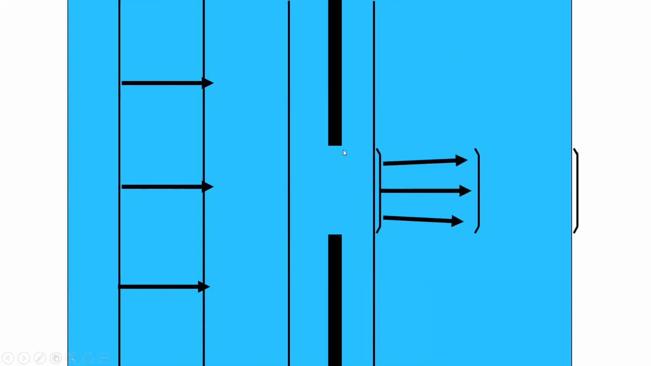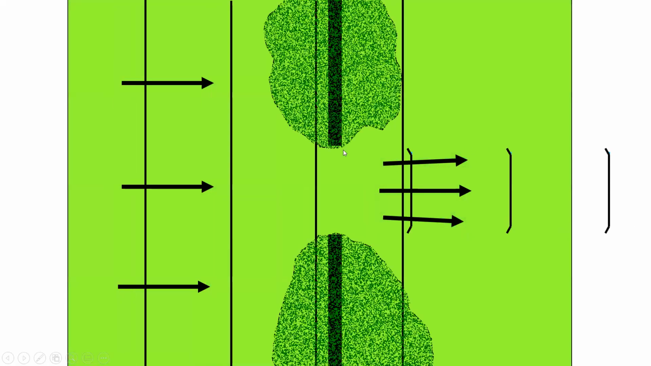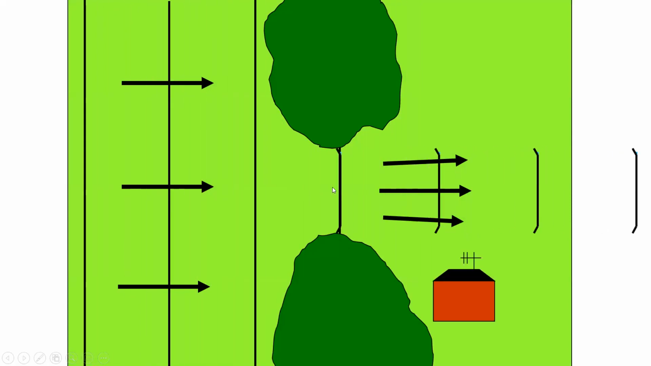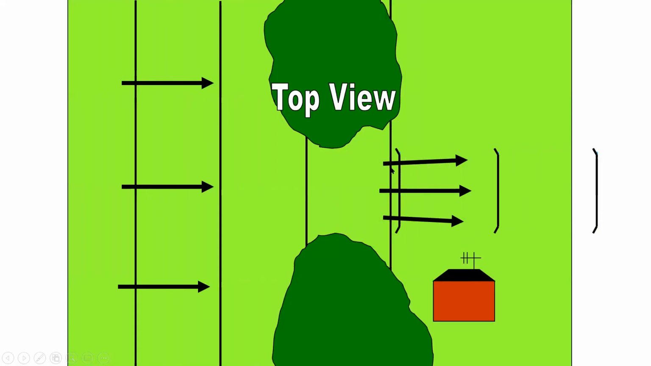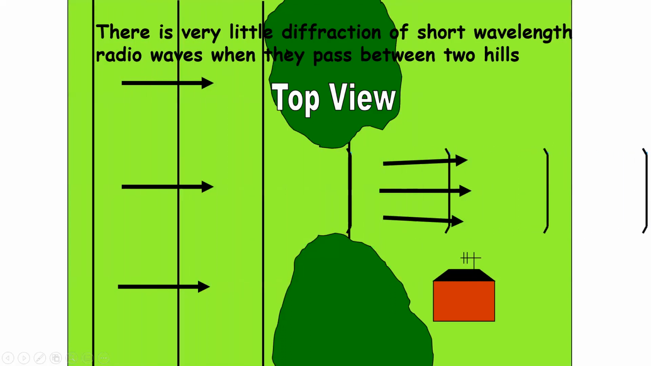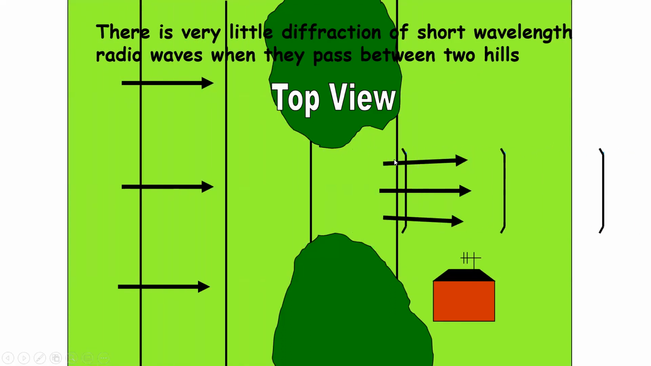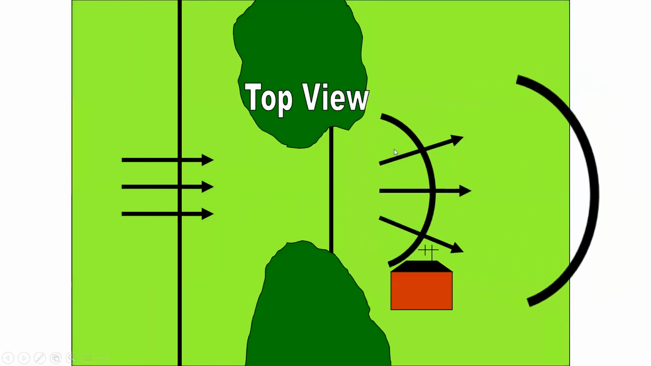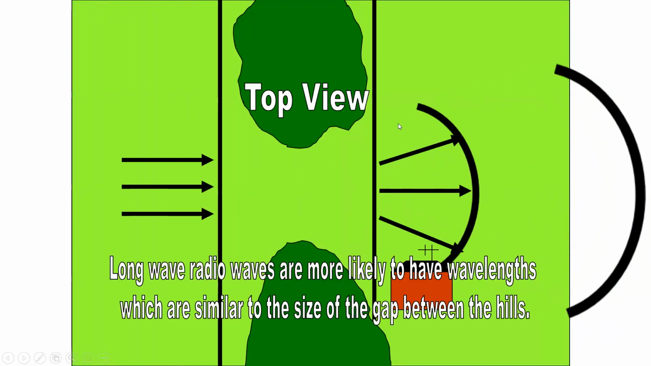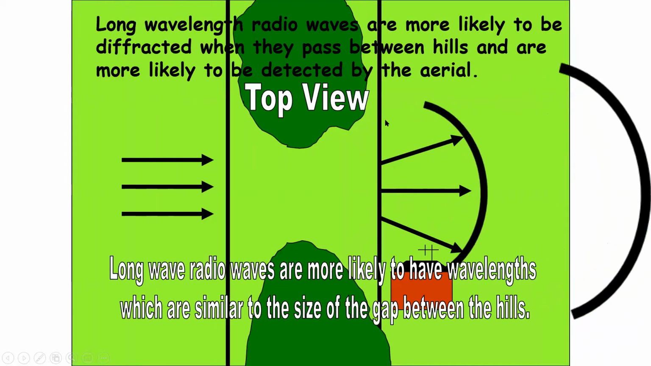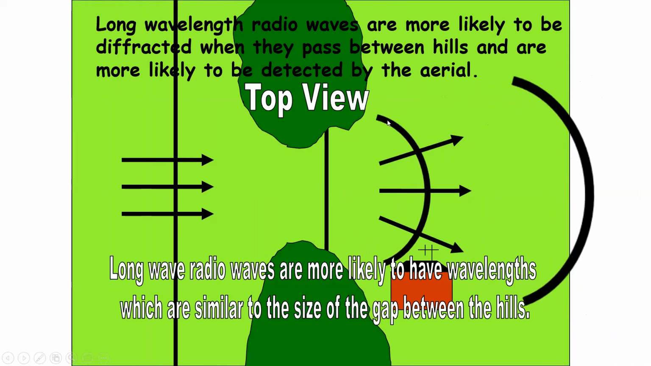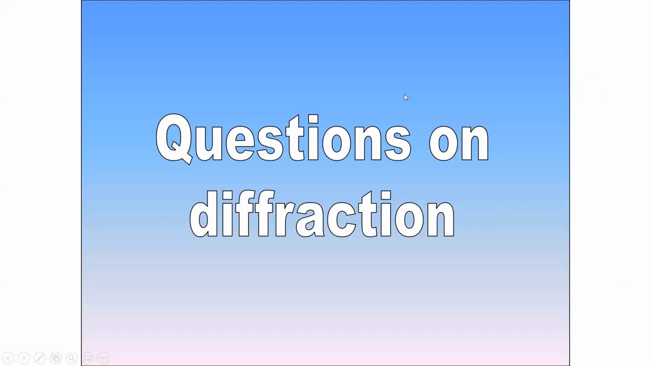And same way, for example, it is located between the hills in this manner. So this is a top view. There is very little diffraction for the shorter wavelength. But when we use a longer wavelength, the top view is likely to receive the signal. So for radio broadcast, we use a longer wavelength rather than shorter wavelengths.